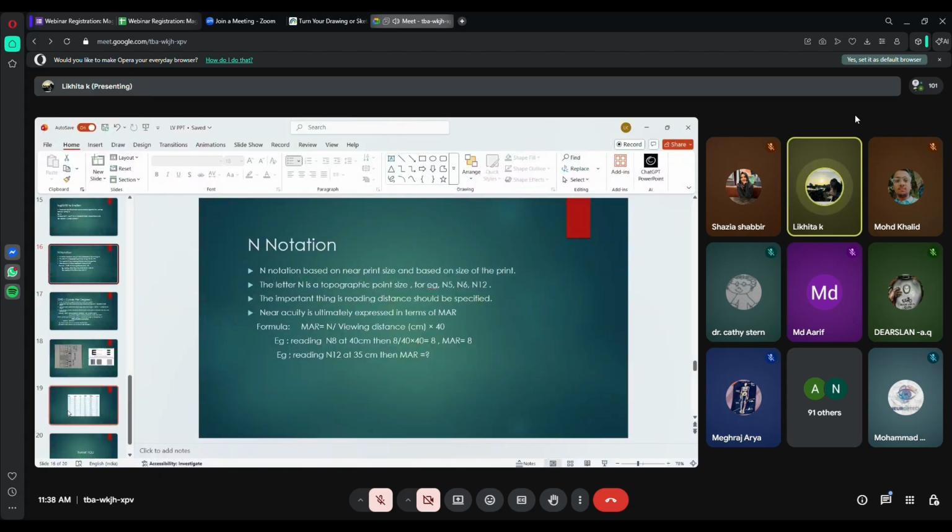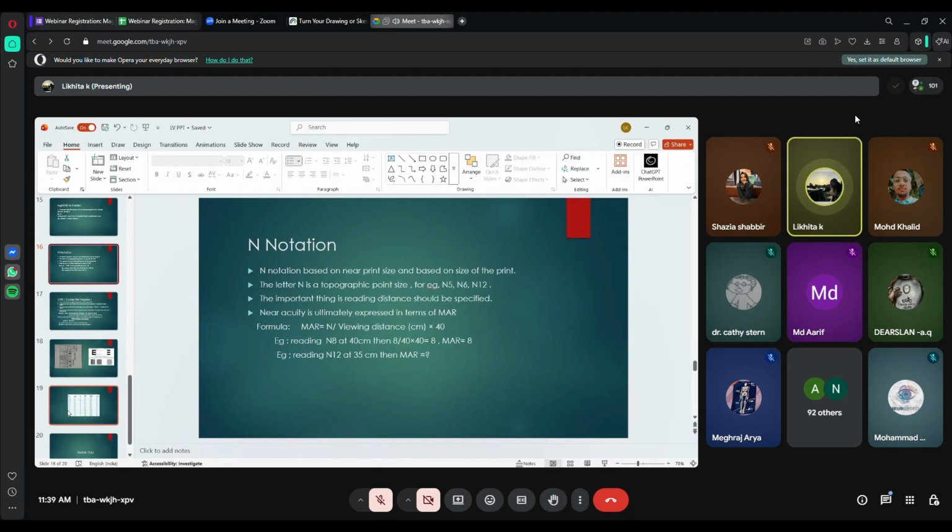So while doing the near vision acuity, the important thing is the reading distance. The reading distance should be specifically mentioned, at what reading distance the patient is comfortable or able to achieve their target visual acuity. Here also the MAR is a very important factor to express in terms. So the formula for near: N divided by viewing distance, that means the working distance in centimeters, into 40. This is the formula for this N notation.